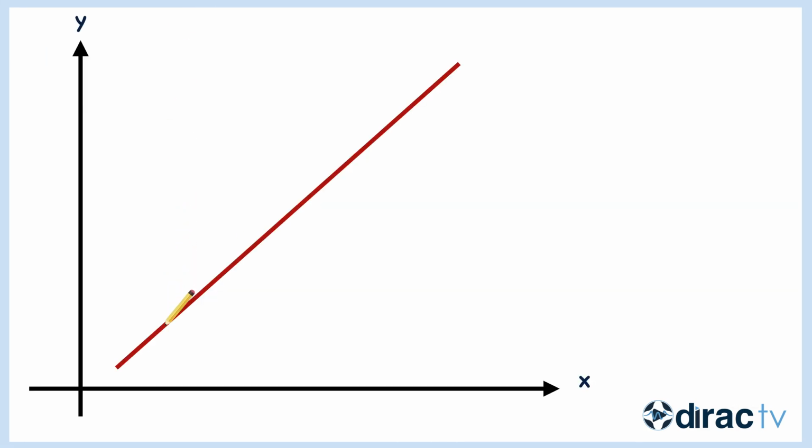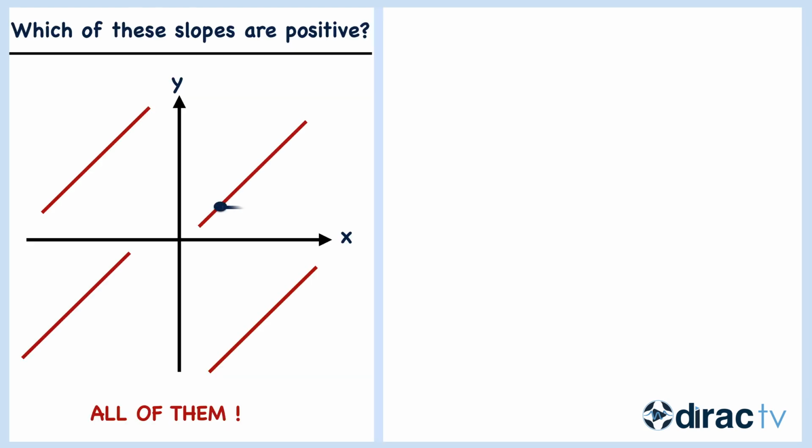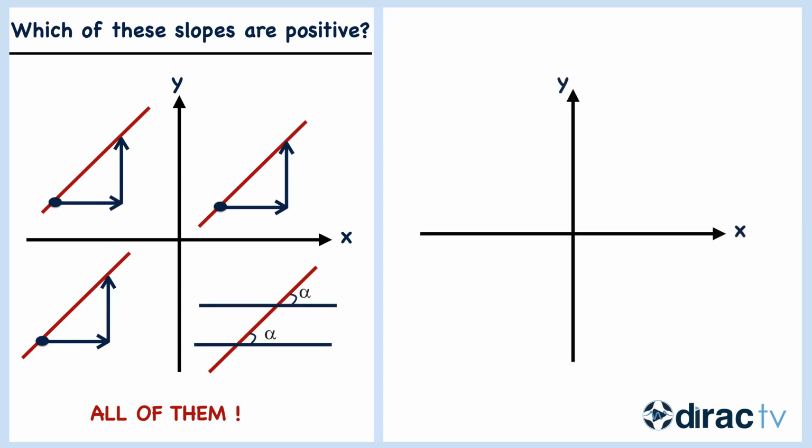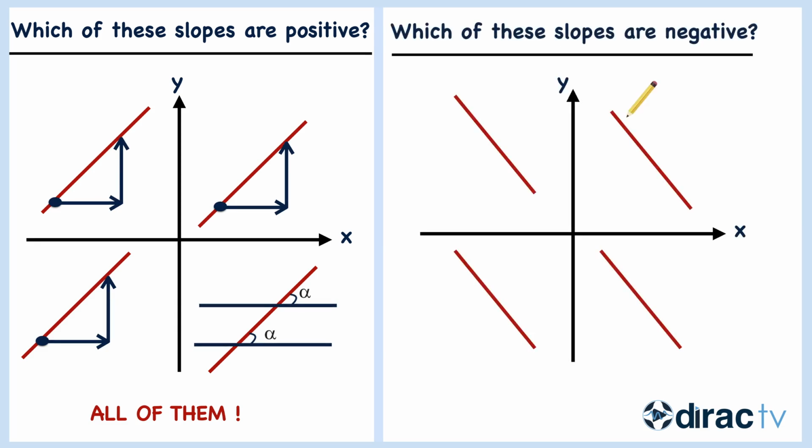Now put your pens on this point. You take a step forward, and have you ascended or descended? You've ascended. Here you ascend too, so these are all positive slopes. Whether it's above or below the x-axis is irrelevant. Here you took a step to the right, and you descended, so these are negative slopes.